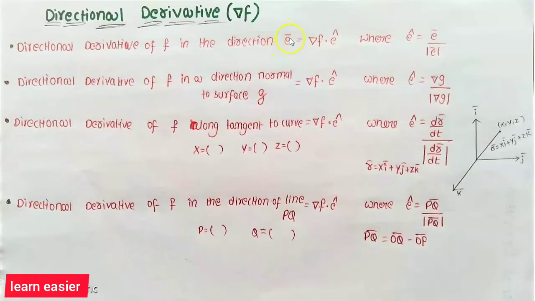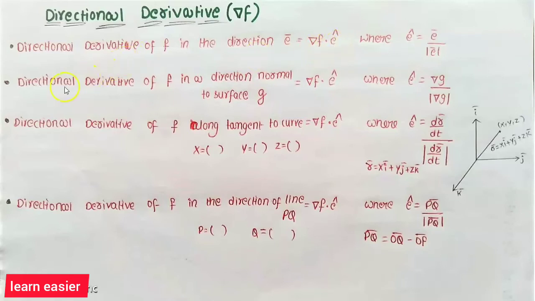So what is e bar? That e bar is given in the question. So we have to calculate the unit vector e cap. That unit vector e cap is e bar by mod e bar, and after calculating e cap, we have to take the dot product of del f and the unit vector e cap.